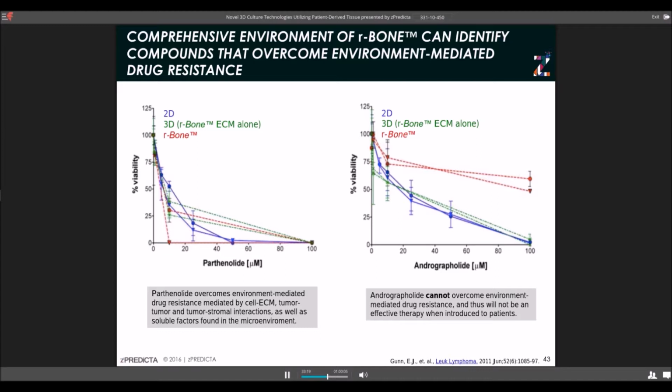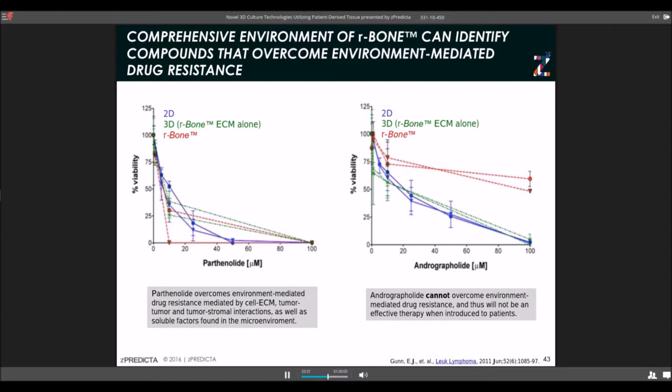Looking at the viability on the y-axis over the dose response of parthenolide, shown in blue, green, and red lines, really none of these conditions contributed to any significant drug resistance. And this was actually shown in patients: parthenolide works very well in leukemia, and it's in clinical trials for leukemia.